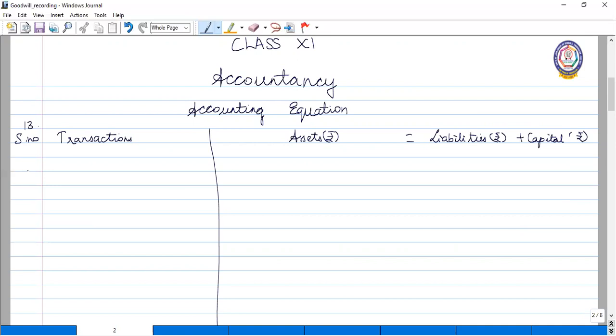Okay. So now we'll start with the first transaction. Commenced business with cash rupees 50,000. So just write it under transaction. Commenced business with cash. Okay. So cash increases. It is rupees 50,000 and this cash is brought in for capital. So under capital mention 50,000.